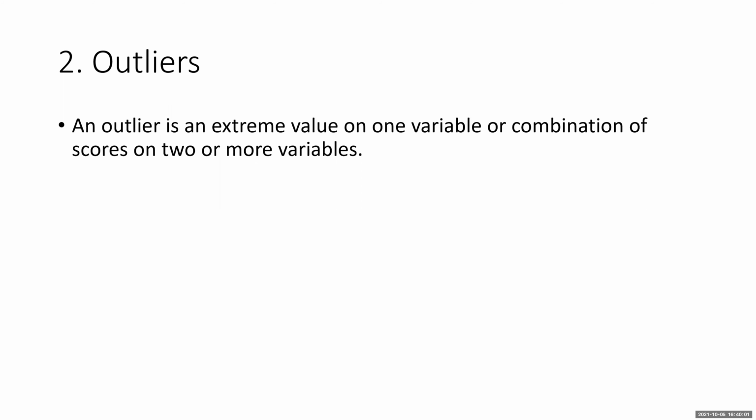Okay, the second thing is outliers. Now, what is an outlier? As we already mentioned, it's an extreme value on one variable or a combination of scores on two or more variables. Because now we are only dealing with univariate statistics, we are looking at one variable at one point in time. But once you have a theoretical model to test, where you have outliers. Any question?